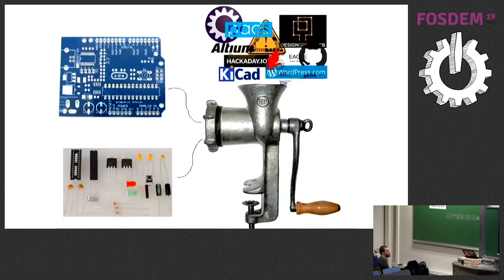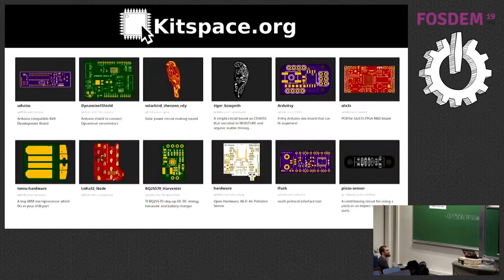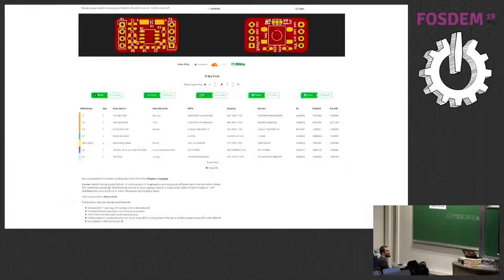The other part is obviously the board up on the top there. So this is what kitspace.org is for. It's like a repository combining these bills of materials with the board files, so that you can put up your project and showcase it, and other people can come across it and more easily replicate it. That's what the Kitspace page looks like.